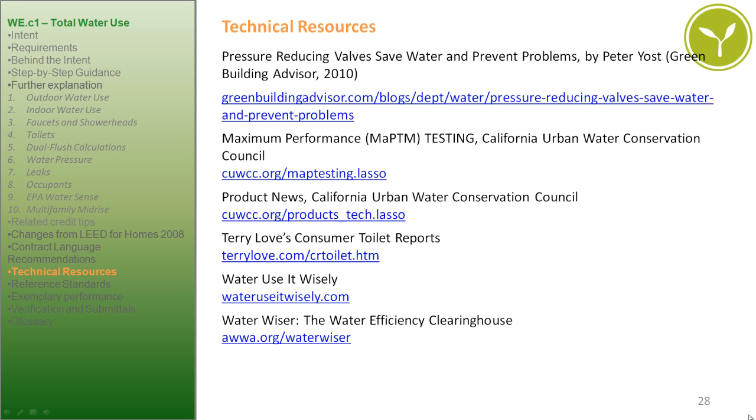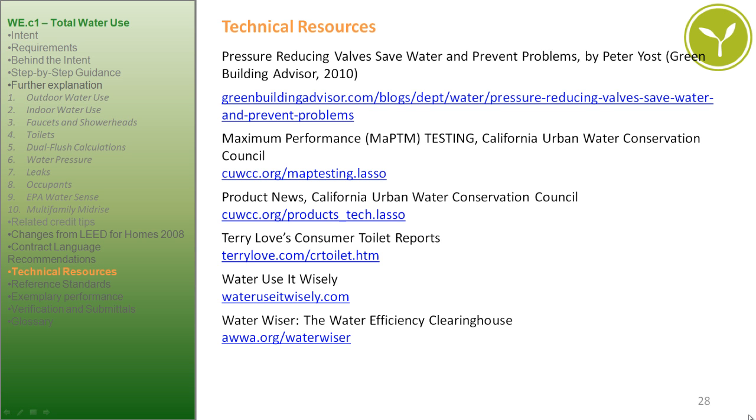Technical resources. Pressure Reducing Valves Save Water and Prevent Problems, by Peter Yost, Green Building Advisor, 2010. His website is greenbuildingadvisor.com/blogs/depth/water/pressure-reducing-valves-save-water-and-prevent-problems. Maximum Performance, or MAP, testing, California Urban Water Conservation Council. The website is cuwcc.org/maptesting.lasso.